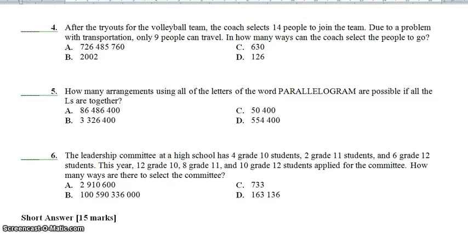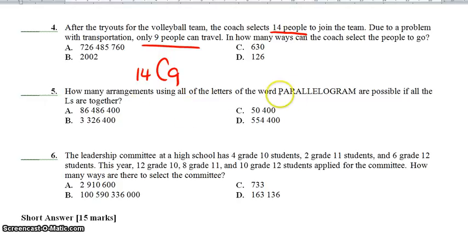Okay, so let's try number four. You have 14 students, and you can only bring 9 of them. Here, first thing you ask yourself, does the order matter? The 9 people you bring, does it matter if you pick A, B, C, D or D, C, B, A? Is it a different arrangement or the same group of people? After you think about it, you just need to pick 9 people. So the order doesn't matter. So the answer will be 14 choose 9, and that will be your answer for this question.